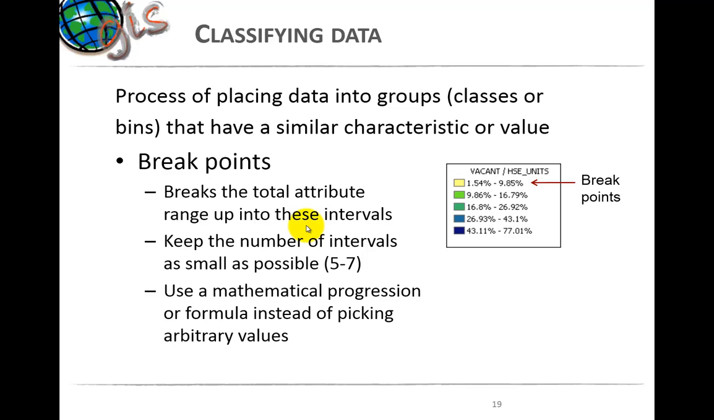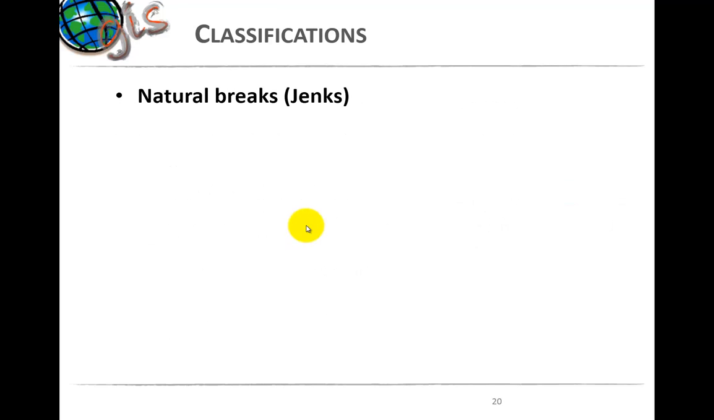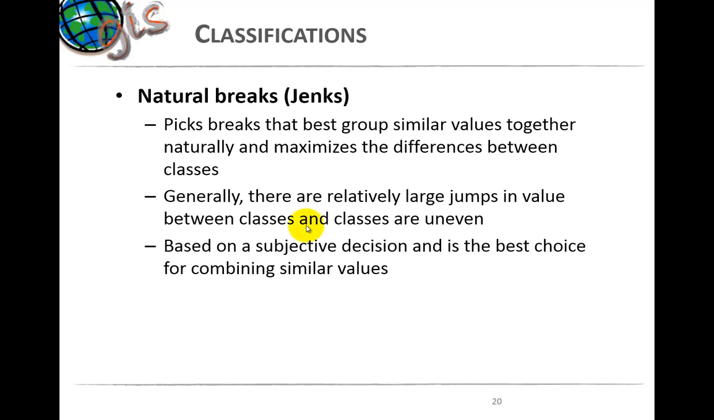So essentially when you are classifying data, there are preset methods that ArcGIS provides you, a sort of mathematical progression to pick your arbitrary values. Some of these are natural breaks, which picks the breaks that are best. It's the best classification in ArcGIS, and it groups the similar values in the best possible way and maximizes the difference between classes. There are usually large jumps between classes, and classes are uneven, so it could be a little tough to read. It's a subjective decision, and it is the best choice for combining similar values. So if you're looking at population density or something, with similar values, you want to use natural breaks possibly.